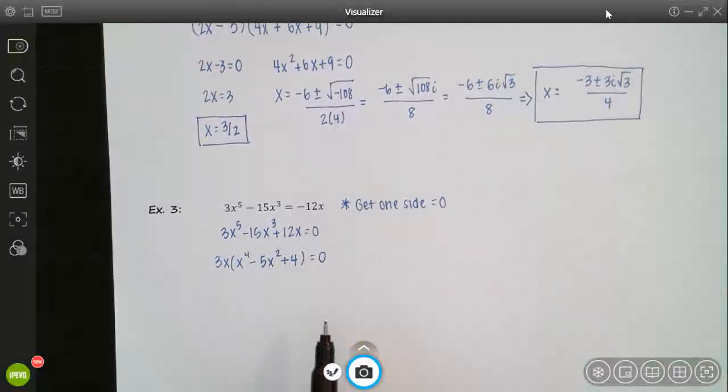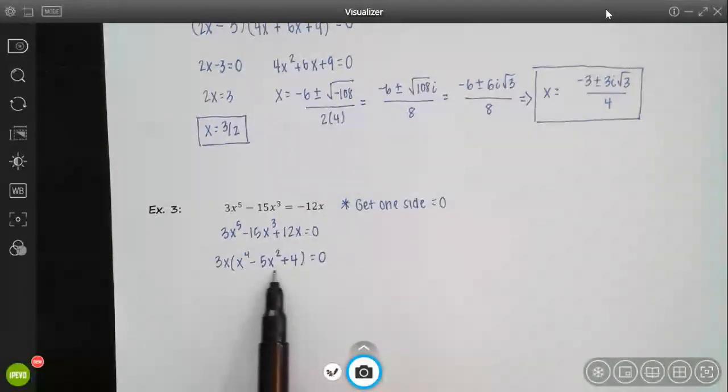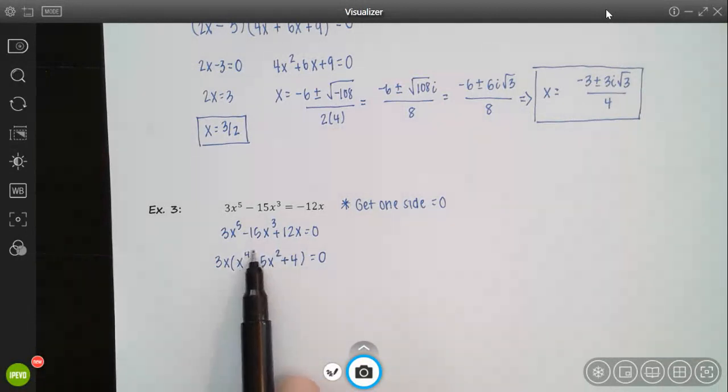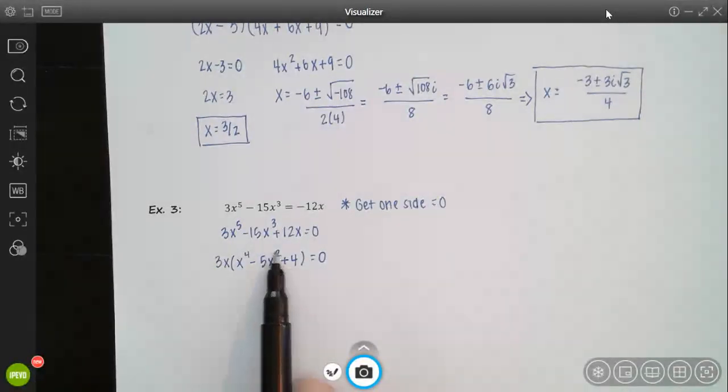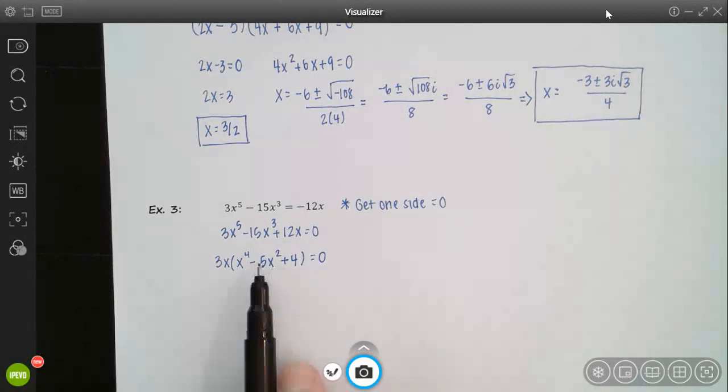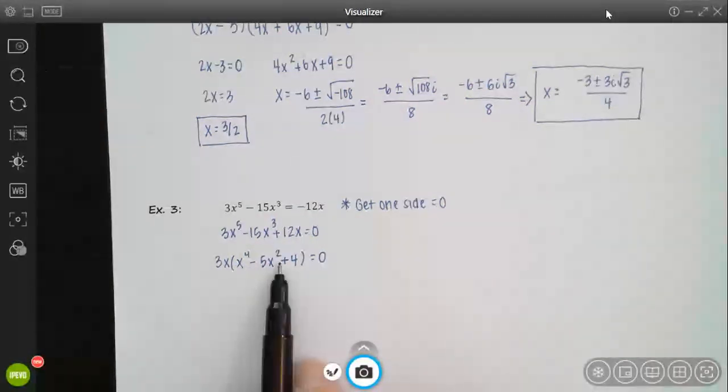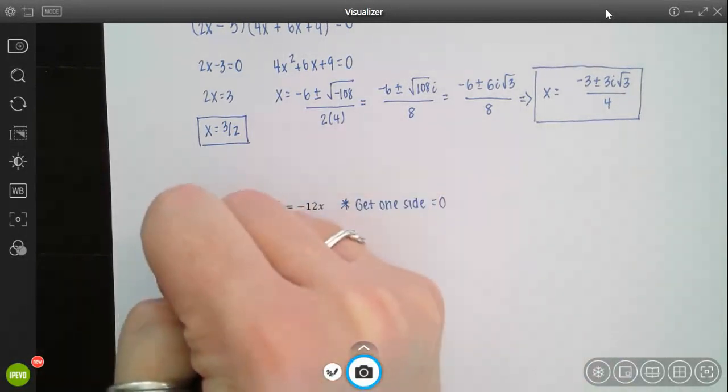So then once I take the GCF out, I'm noticing that I have a quadratic pattern in here because I have a highest degree of x to the 4th, and then my next highest degree is half of that. So I can factor this as if this was a regular x squared minus 5x plus 4. And if you need to do that off to the side, you definitely can.